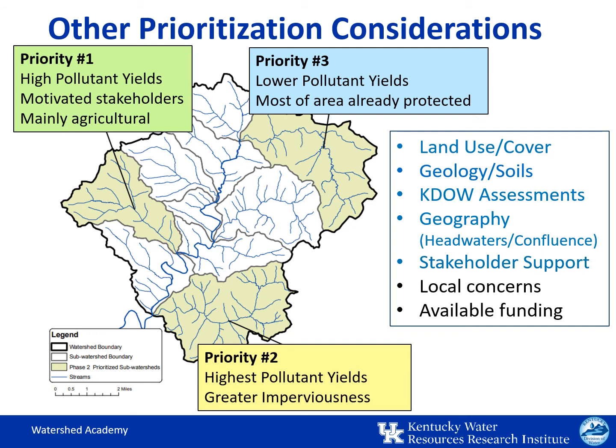Stakeholder support is always critical. Is there local interest in protecting or restoring water quality? What are the local goals or special water interests, and do these align with the watershed planning goals? Or there may be local concerns that strengthen support, such as a pending development permit or a threatened water supply. Of course, available funds may make some watershed efforts easier.